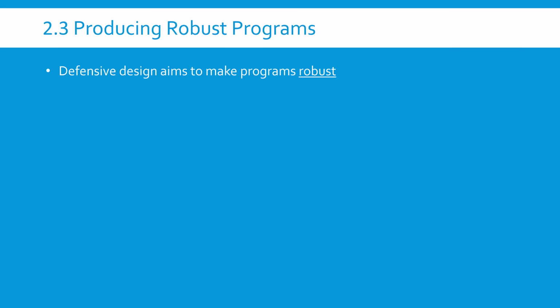Now, to be a good programmer, you are meant to show defensive design. And this is all about trying to make your programs robust. A robust program won't crash, it won't have errors, and it will be reliable. And the whole point of defensive design is users cannot be trusted. You've got to anticipate misuse. You've got to assume they're going to do some things wrong.